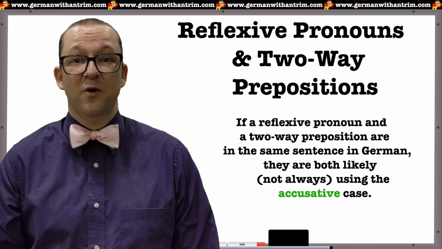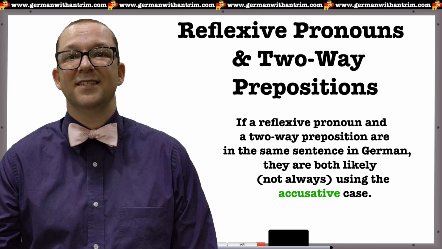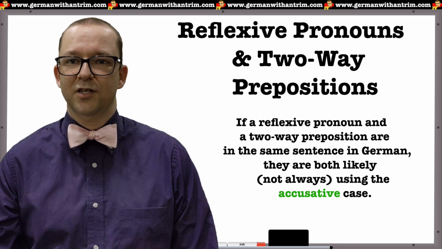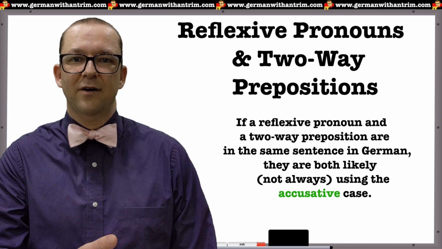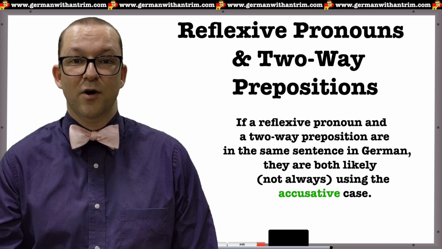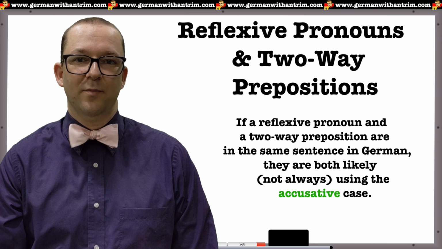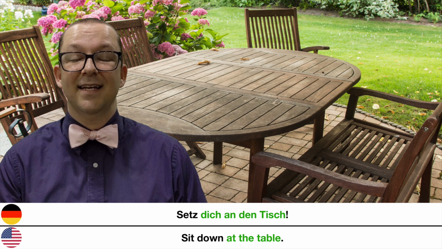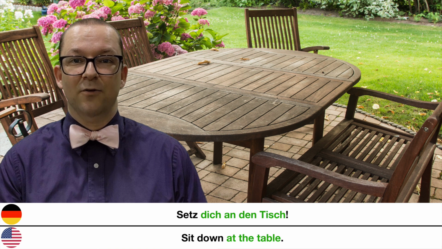One of the cool things about reflexive pronouns is their impact on several phrases with two-way prepositions. When you use a two-way preposition in a sentence with a reflexive pronoun, there is a good chance that you need the accusative case for both the reflexive pronoun and the object of that two-way preposition. Let me show you what I mean. Setz dich an den Tisch hin. Sit down at the table.